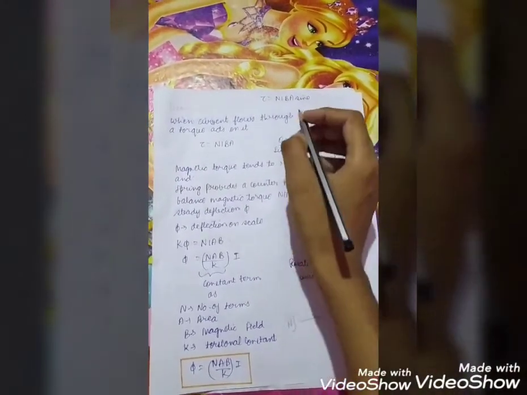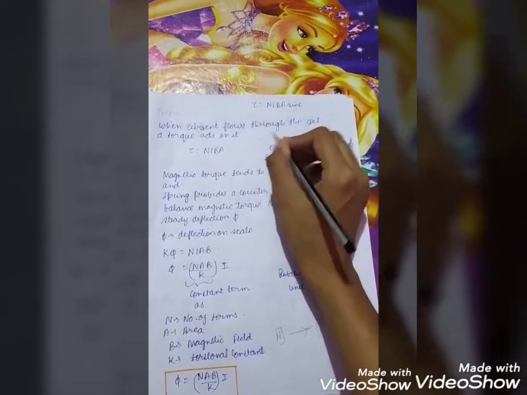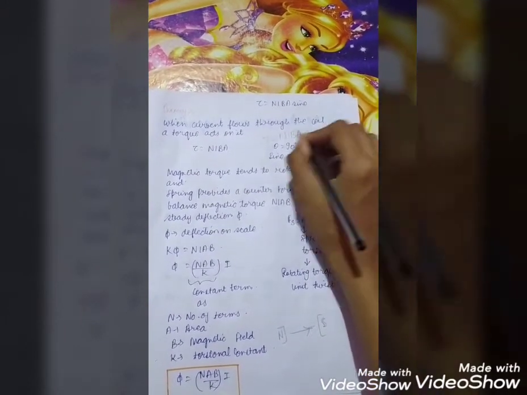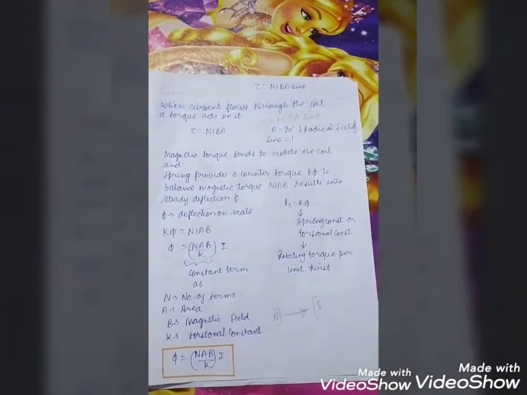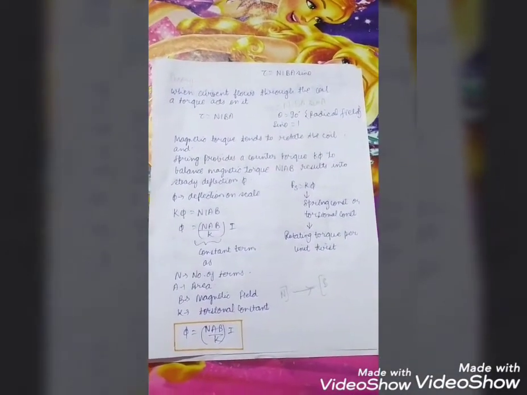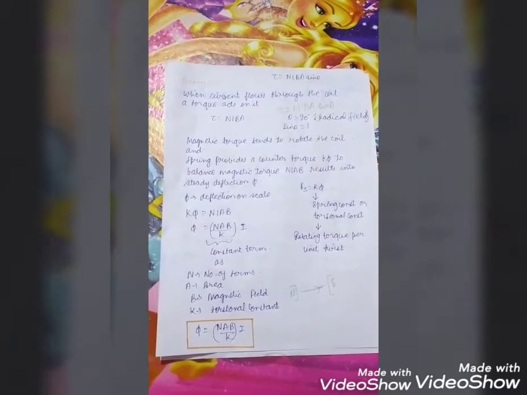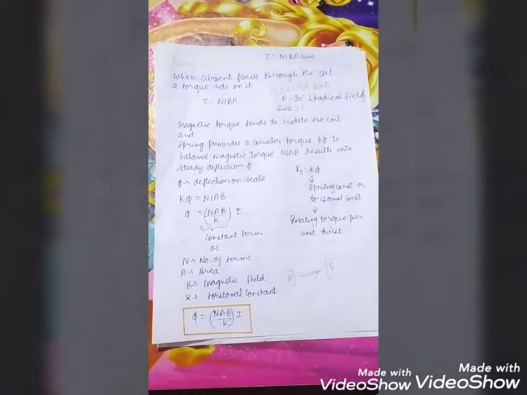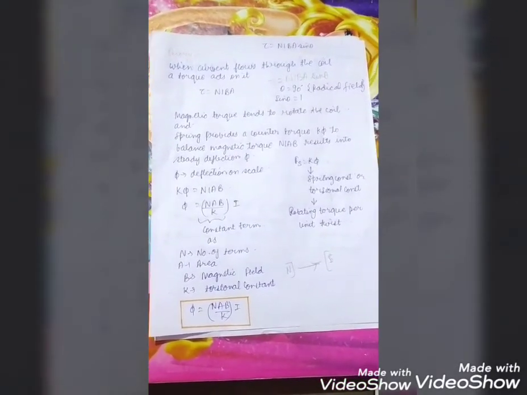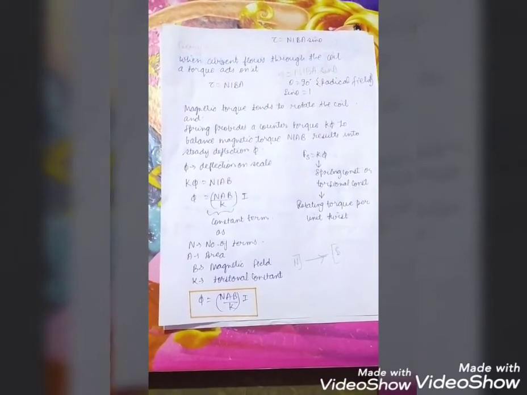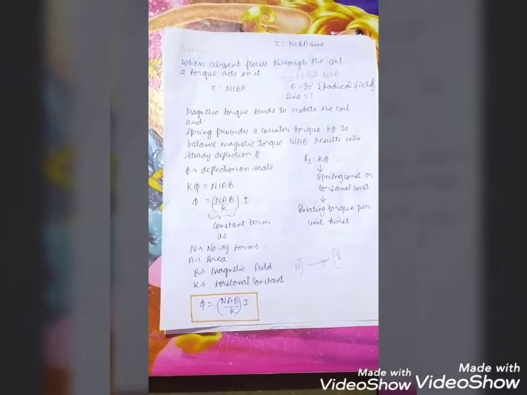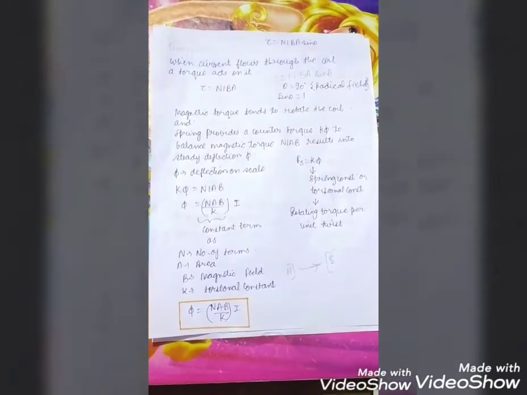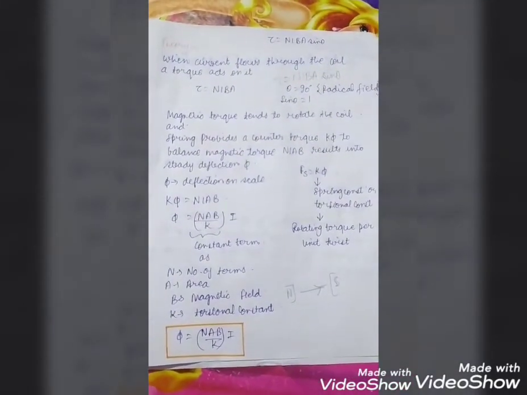We already know the formula of torque: tau is equal to NIBA sine theta. So we need some angle also. What is this angle? The magnetic field generated is radial to the surface, which means it is perpendicular to the surface, so theta becomes 90 degrees, and sine 90 is 1. So torque becomes NIBA, where N is the number of turns in the coil, I is the current flowing through the circuit, B is the magnetic field that is provided, and A is the area of the coil.